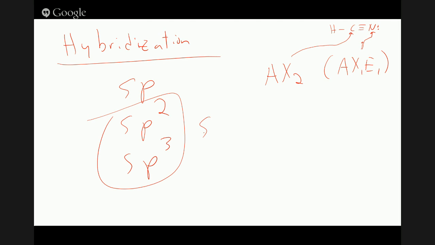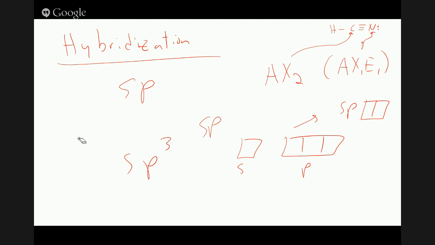For sp hybridization, I have an s orbital and I have 3 p orbitals, and they are hybridized to form 2 sp orbitals. Gosh, okay, I'm going to erase some stuff here because I want to do this a little bit better.